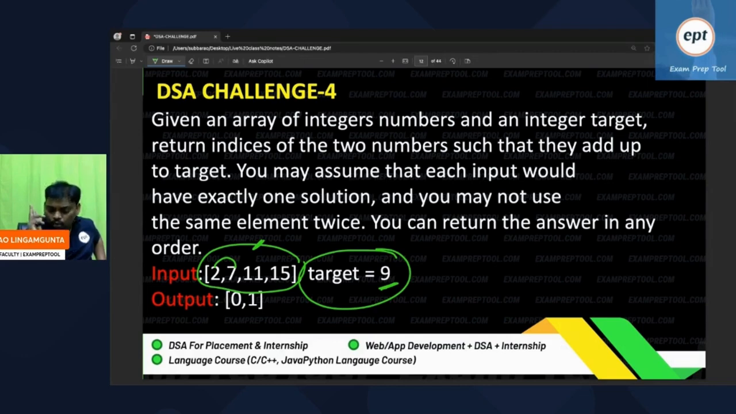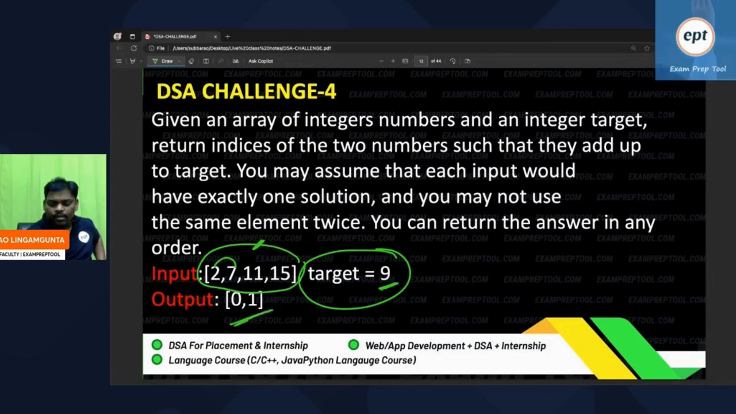You have to take only two elements, and they must be distinct. Don't take the same element twice. You have to take two elements whose sum is the target. But remember, you cannot return those elements. You have to return their indexes or indices.